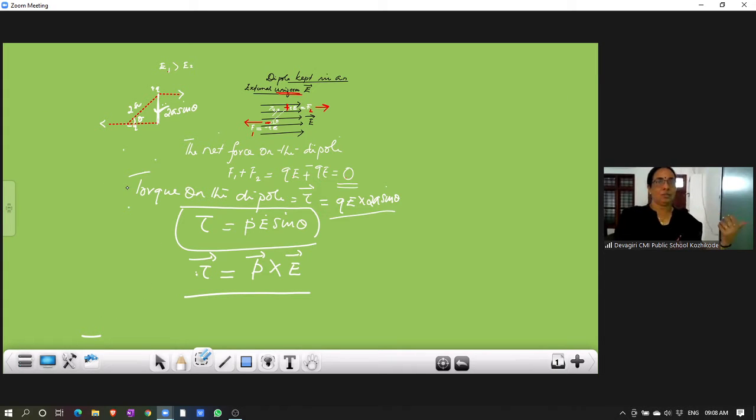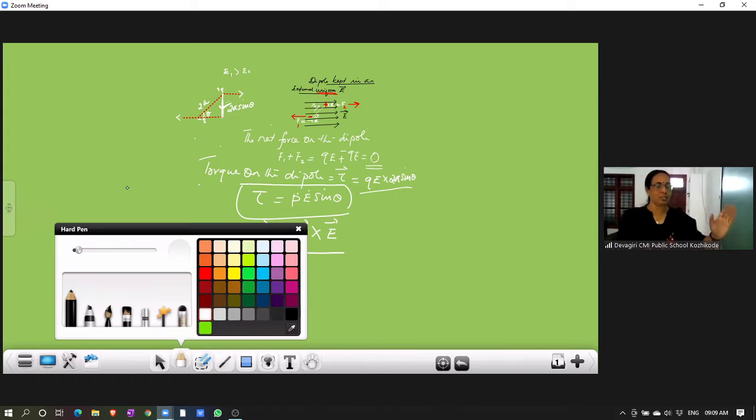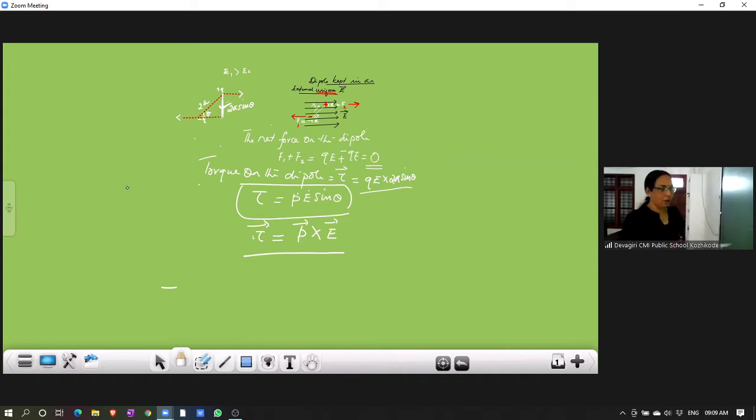So, when you get a question to calculate the torque, you must know that torque is equal to P cross E, or PE sin theta. Here, please remember theta is the angle between P and E. See, this is my electric field. Dipole I can keep like this, or like this.